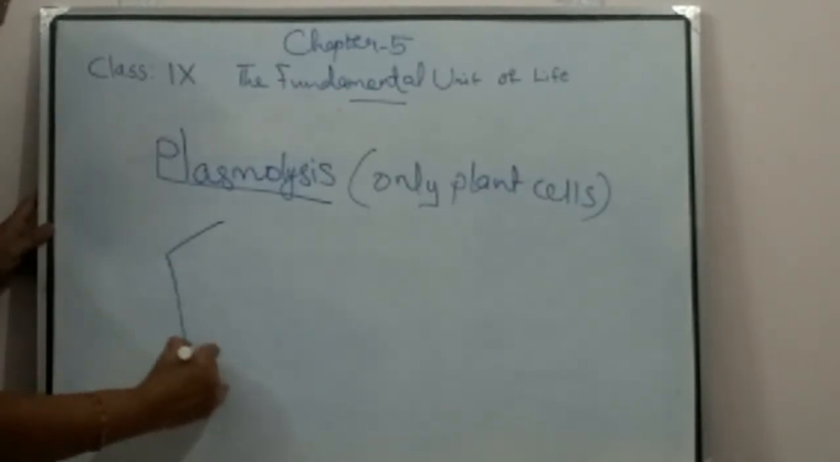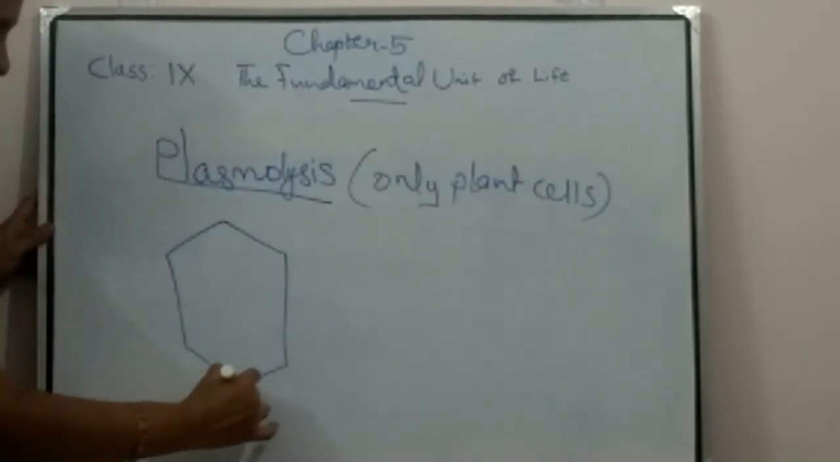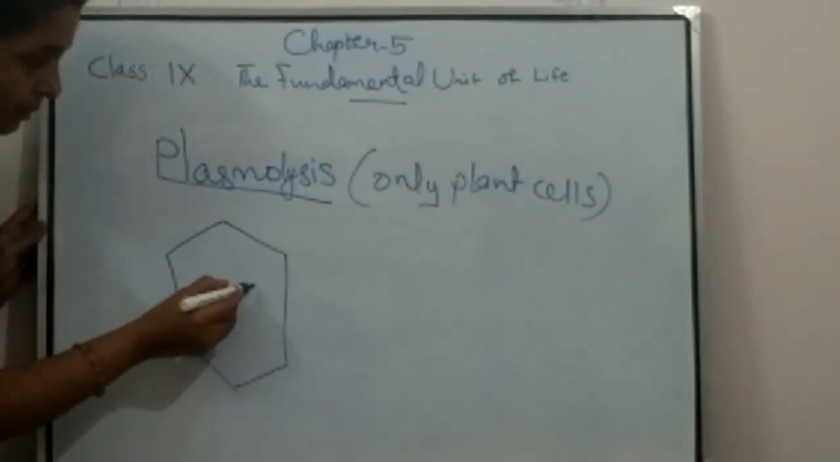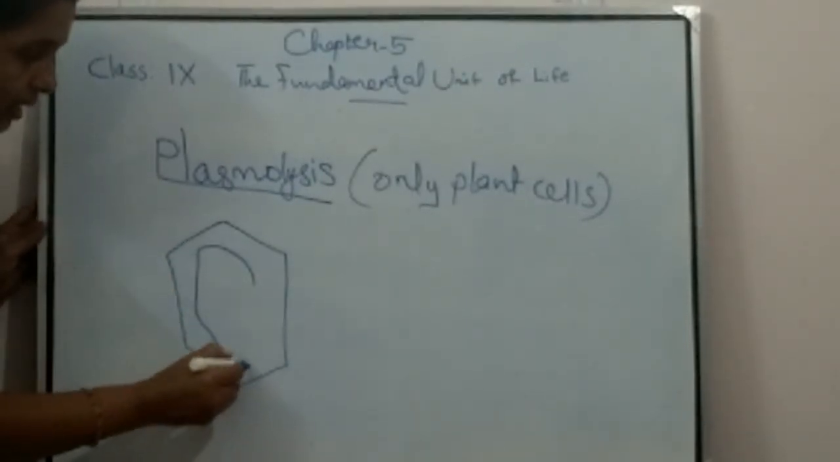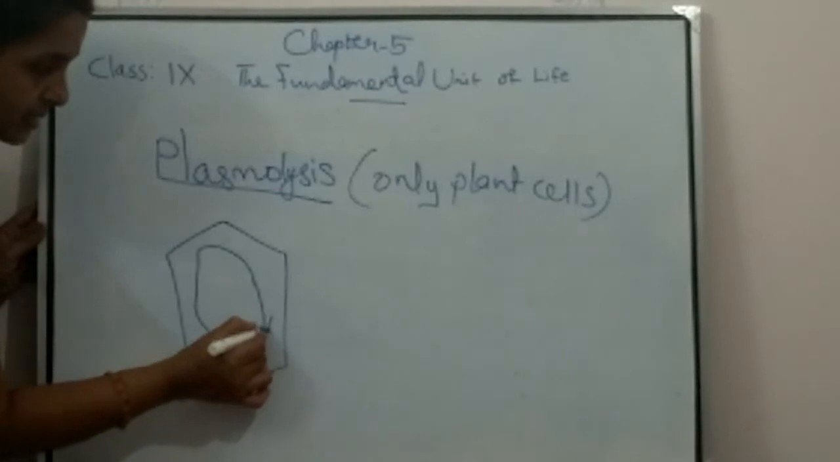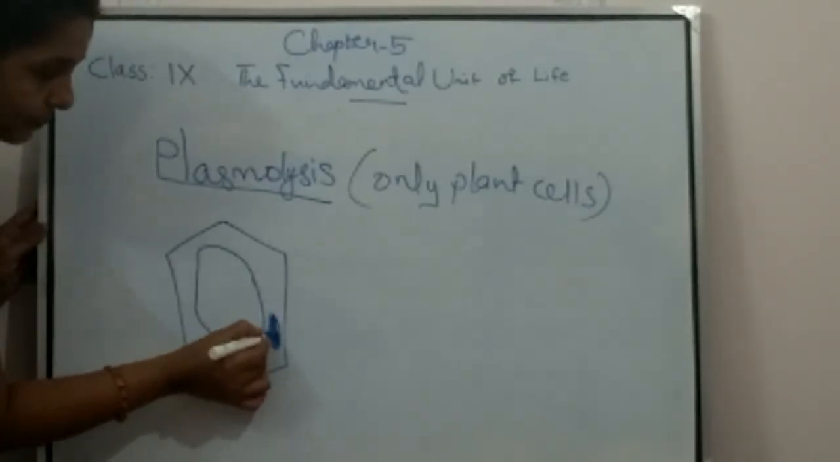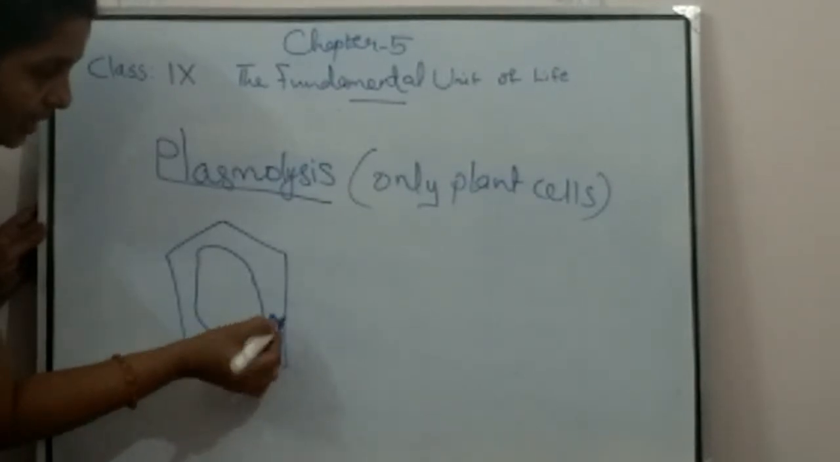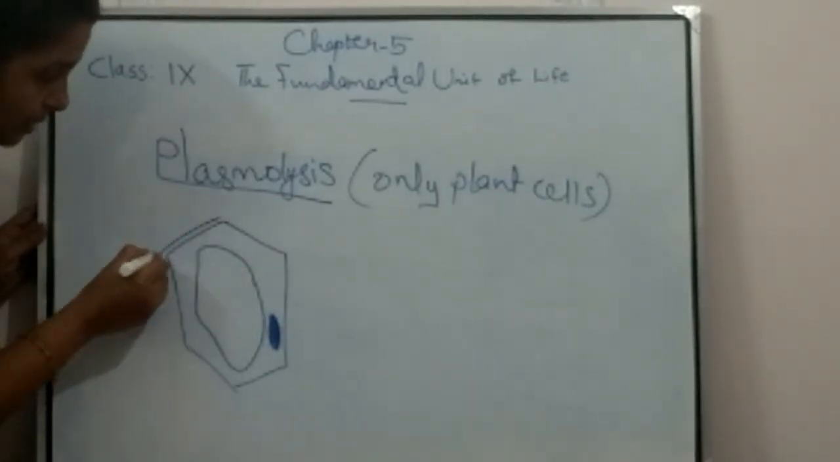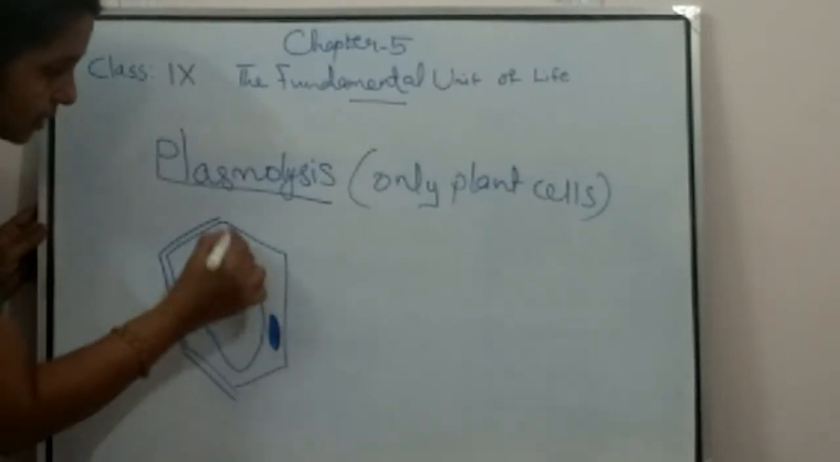You know that, suppose this one is a cell. It consists of what? A plant cell contains a large vacuole. Then there is a nucleus, isn't it? Then the plasma membrane. In addition to the plasma membrane, there is a cell wall.